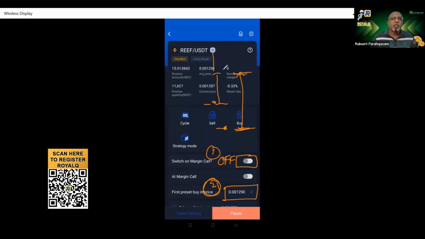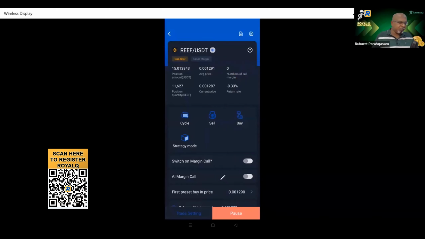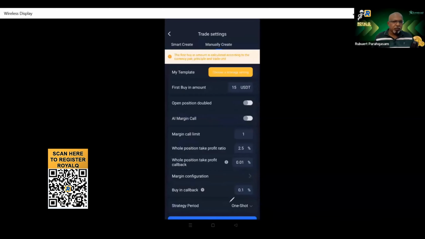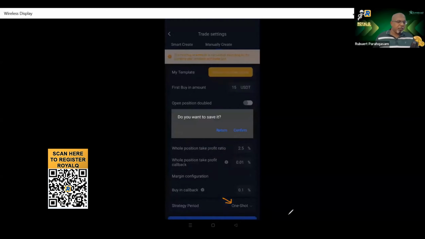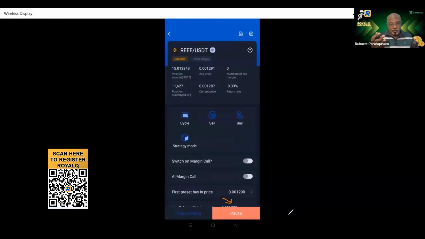Number three, signals are all one shot. How do we set up that one shot? Very simple. When we are doing the trade setting, right here, one shot. It must be one shot. But if you forgot to set it up, you can also do it here by tapping on this button.